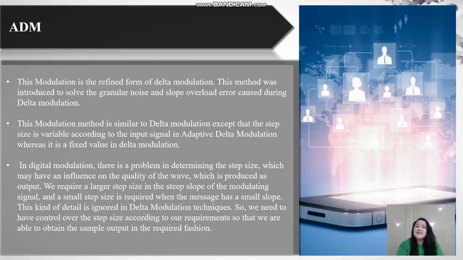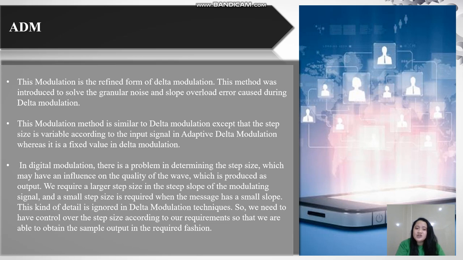So what is ADM? This modulation is the refined form of delta modulation. This method was introduced to solve the granular noise and the slope overload error caused during delta modulation. This modulation method is similar to delta modulation except that the step size is variable according to the input signal in adaptive delta modulation, whereas it is a fixed value in delta modulation.